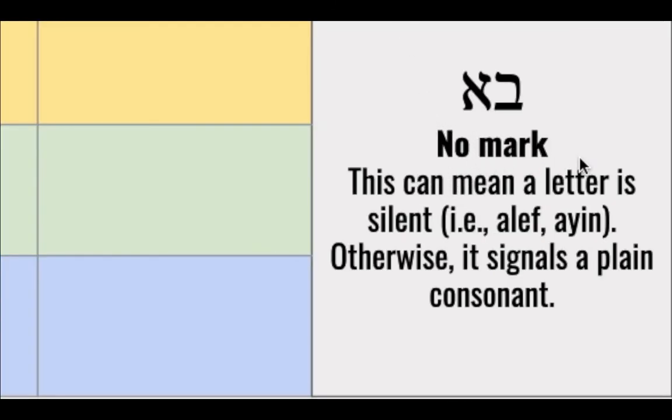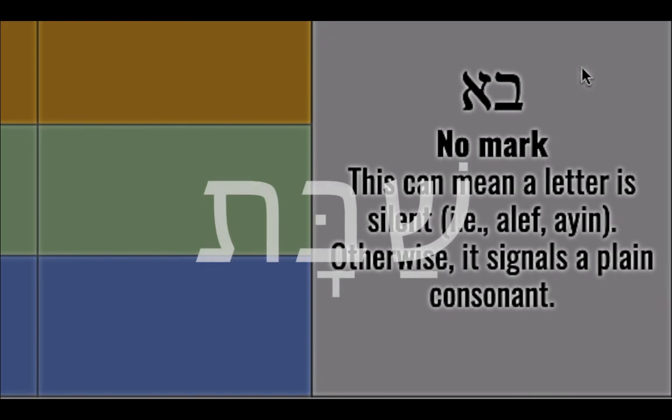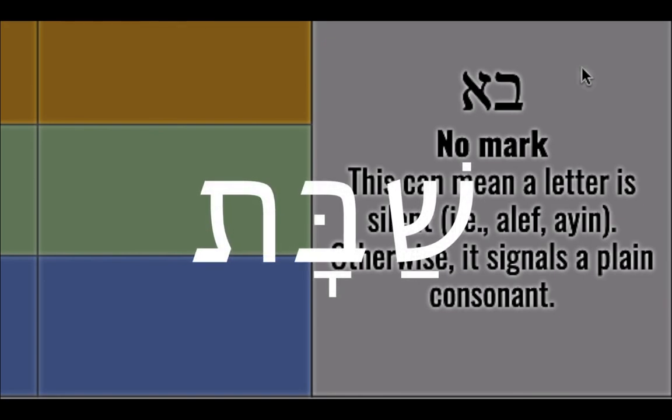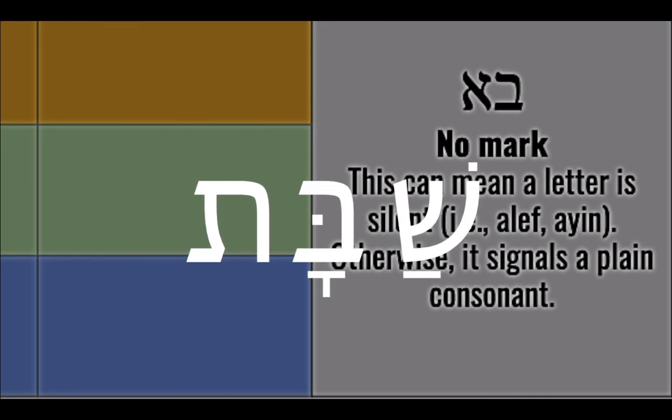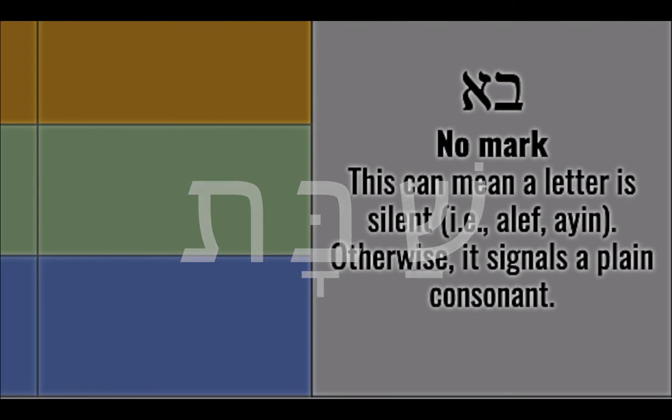This can mean a letter is silent, for example, the aleph or the ayin. Otherwise, it signals a plain consonant. So, for example, the word Shabbat has a tav at the end, and the tav does not have a vowel marking. Well, that's natural because it's not Shabbata or Shabbati or Shabbatu. The last sound is a consonant.